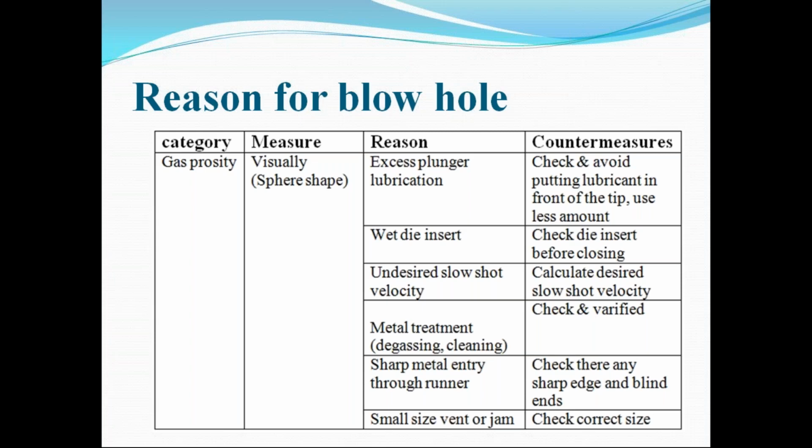So first one, this is excess plunger lubrication. If the amount of lubrication we use is very high, it is not good. It is best practice to avoid the lubrication or use a small amount of lubrication. If there is lubrication on the front of the plunger, then it will mix with the molten material, and due to that it develops gas. So here the countermeasure is to check and avoid putting lubricants in front of the tip.